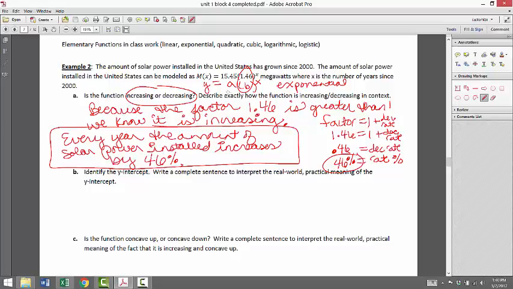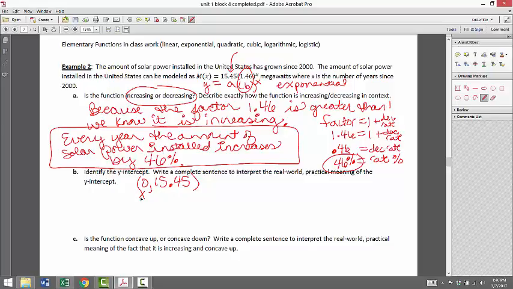Next, we're asked to identify the y-intercept. Again, this is an exponential formula, a times b to the x. The a represents the y-intercept. So 15.45 is the y-intercept. If we were to write it as a point, it's (0, 15.45).